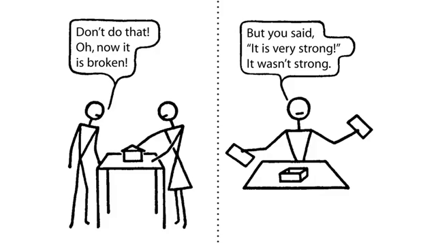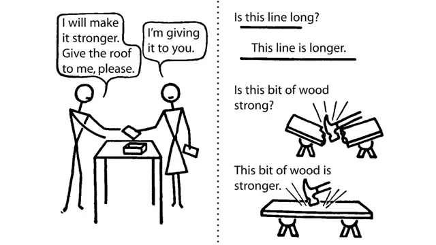Don't do that. Oh, now it is broken. But you said it is very strong. It wasn't strong. I will make it stronger. Give the roof to me, please. I'm giving it to you. Is this line long? This line is longer. Is this bit of wood strong? This bit of wood is stronger.